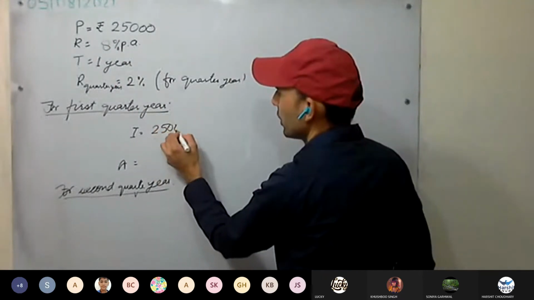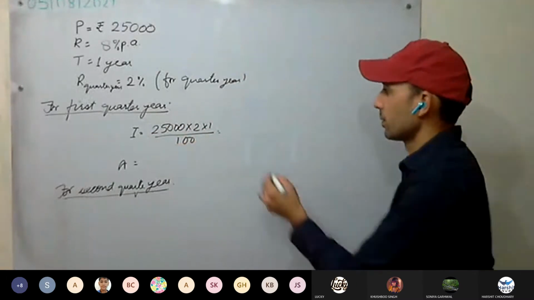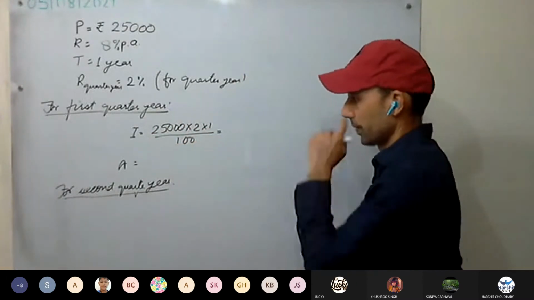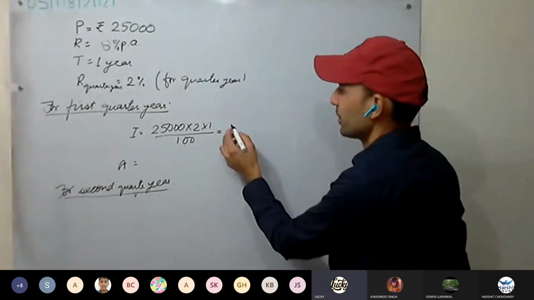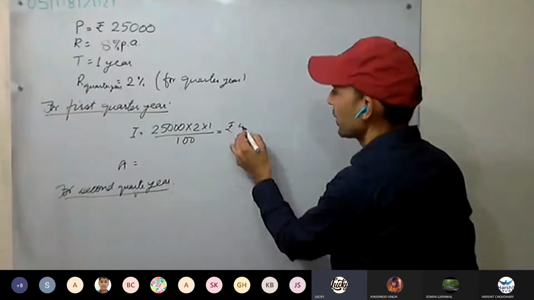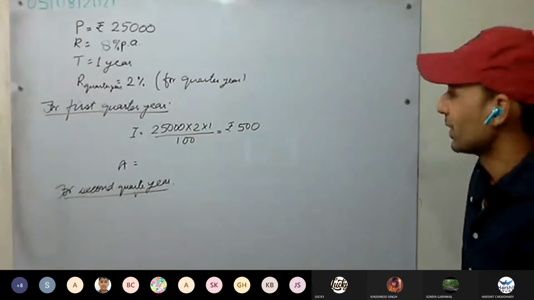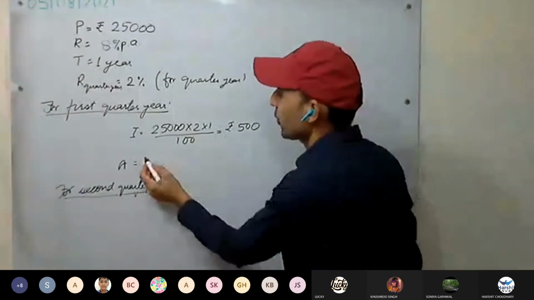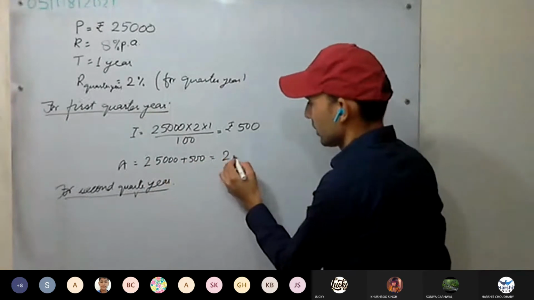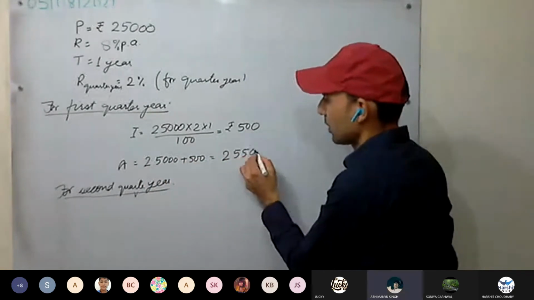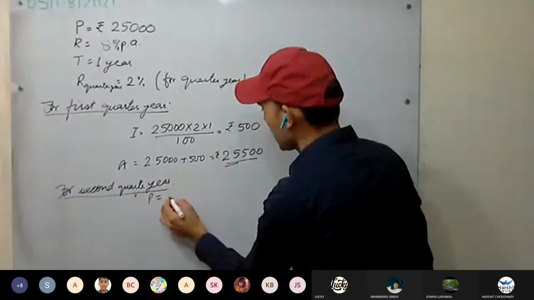How much have you got? Everyone calculate and tell me as well. 500 rupees. Check it. Don't put an extra zero, or else 5,000 is a huge amount. Okay, 500 rupees. So the amount will be how much? 25,500. 25,500 rupees. So this will be the principal for the second year.